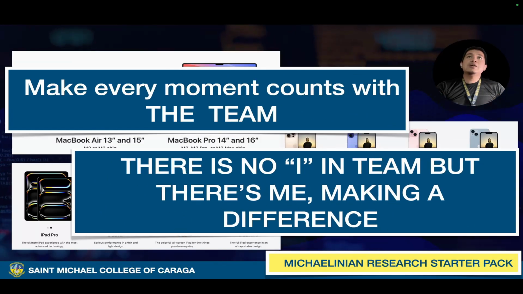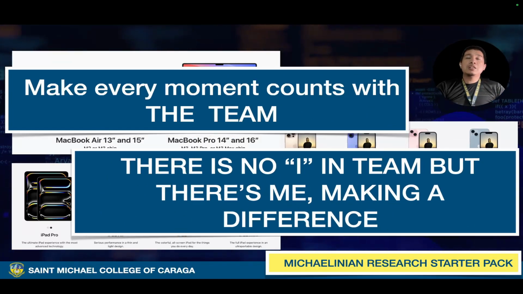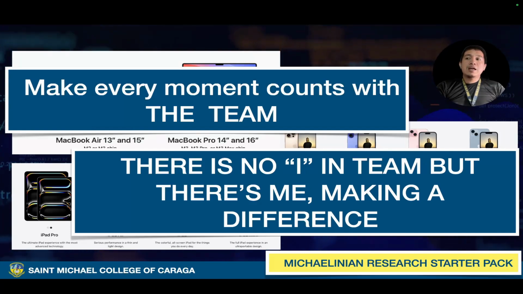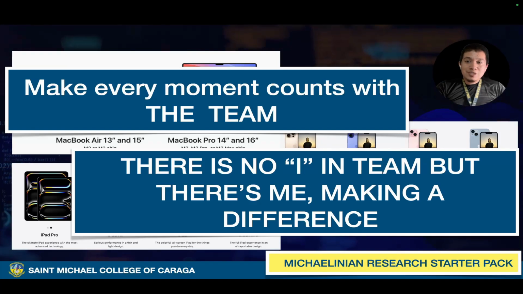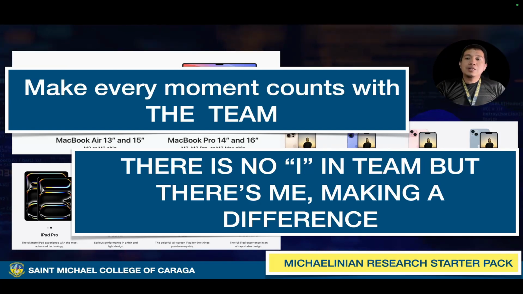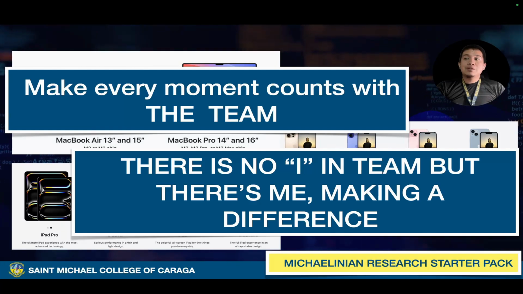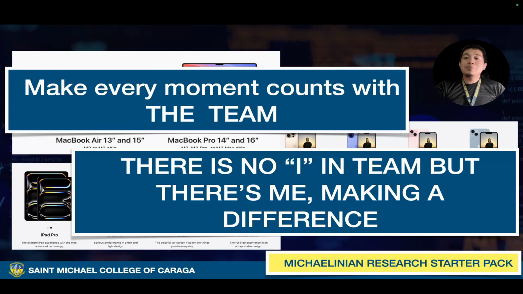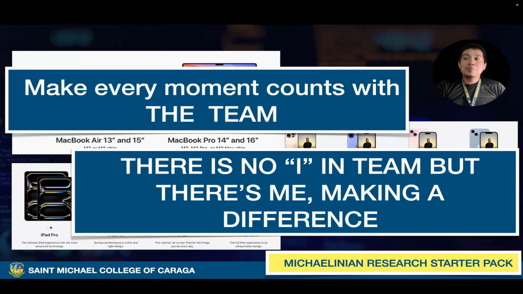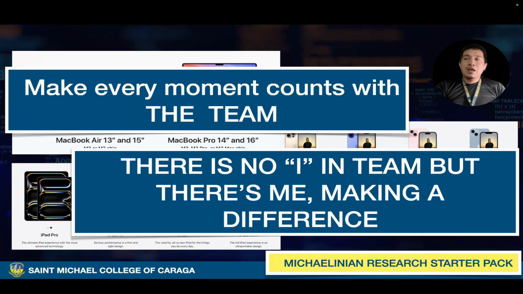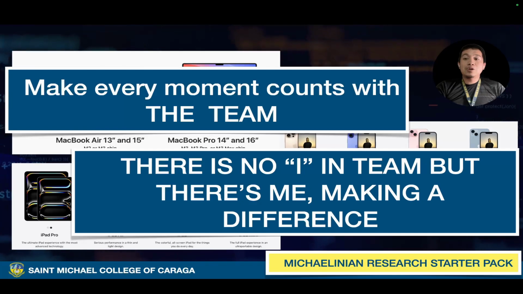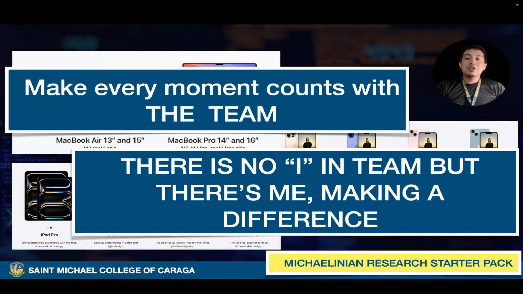And more importantly, a research paper, especially in the context of undergraduate students, you need to understand that the battle is not only yours alone, okay? Although there is no I in team, since you're a member of a team, there's ME in it. You need to make sure that you make a difference, help your team achieve, and even to some extent, help your team to have a better output, particularly in the research review of related literature.